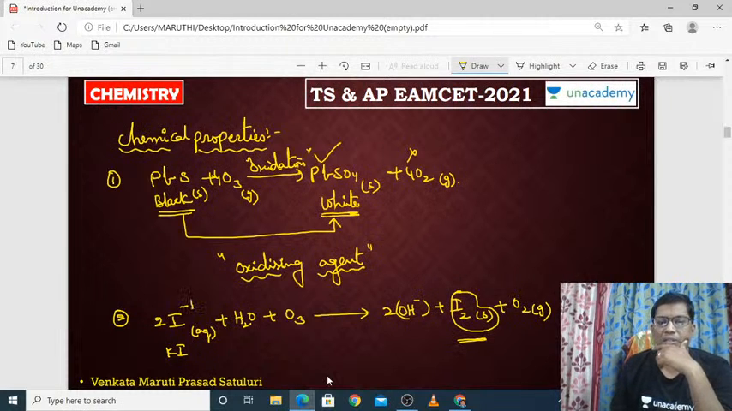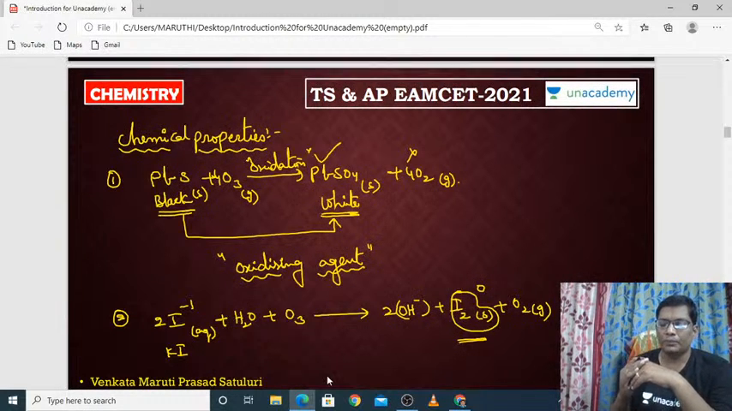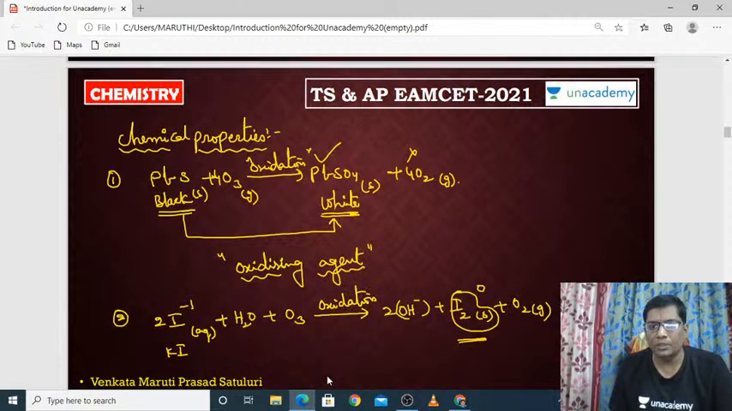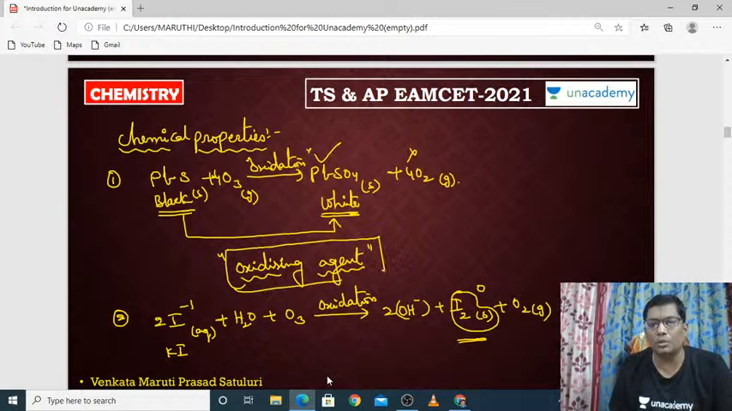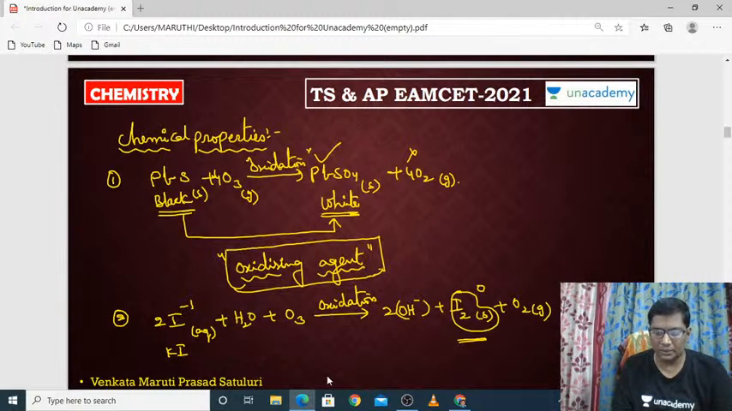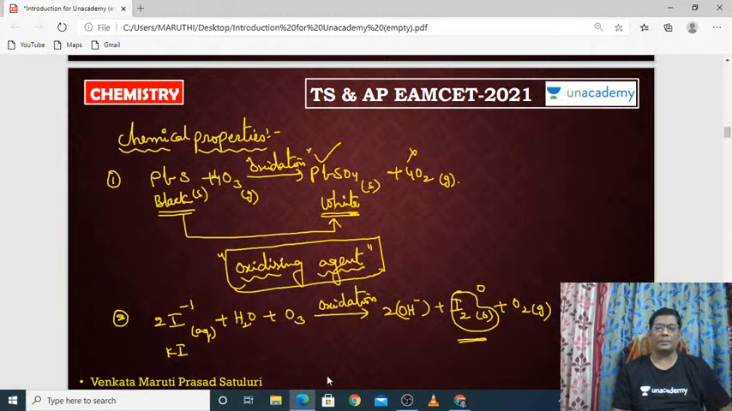So here the iodine will be liberated. See here, it is -1, it becomes 0. -1 increases to 0 means it is an oxidation process. So it is also oxidation. So again we can say that ozone is a better oxidizing agent. Is it clear? Ozone is a better oxidizing agent because the black color lead sulfide is oxidized to lead sulfate in the presence of ozone, and iodide ions are also converted to iodine in the presence of ozone. So these two are oxidation reactions.